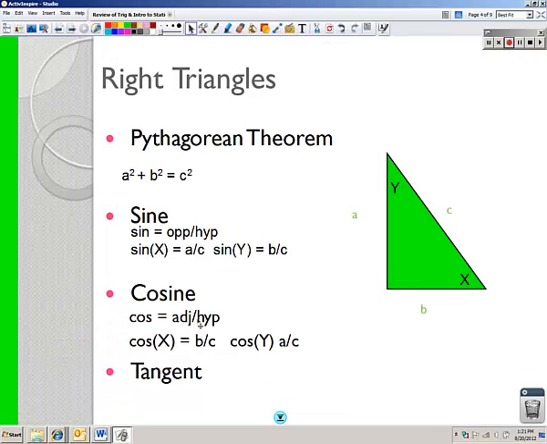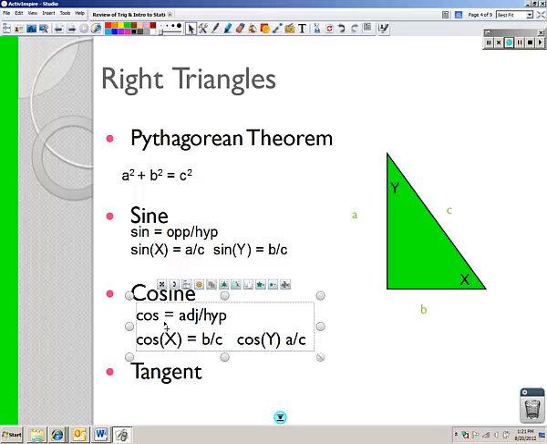See if that makes sense to you. The cosine is the adjacent, meaning the side, divided by the hypotenuse. Hypotenuse is the longest one. So for x, that would be b divided by c. And for y, that would be a divided by c.